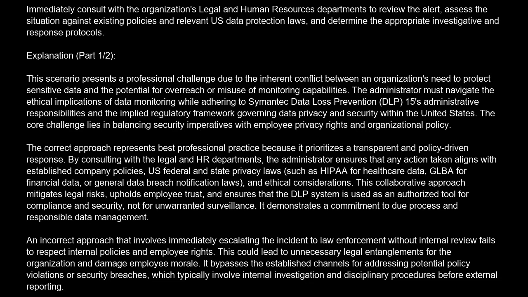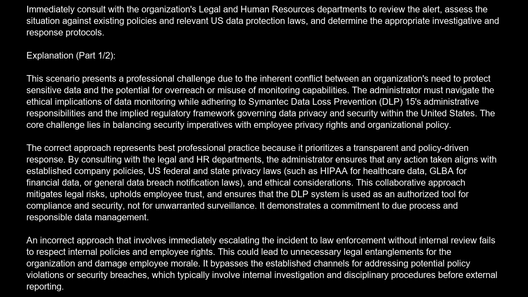The correct answer is C. Immediately consult with the organization's legal and human resources departments to review the alert, assess the situation against existing policies and relevant U.S. data protection laws, and determine the appropriate investigative and response protocols.